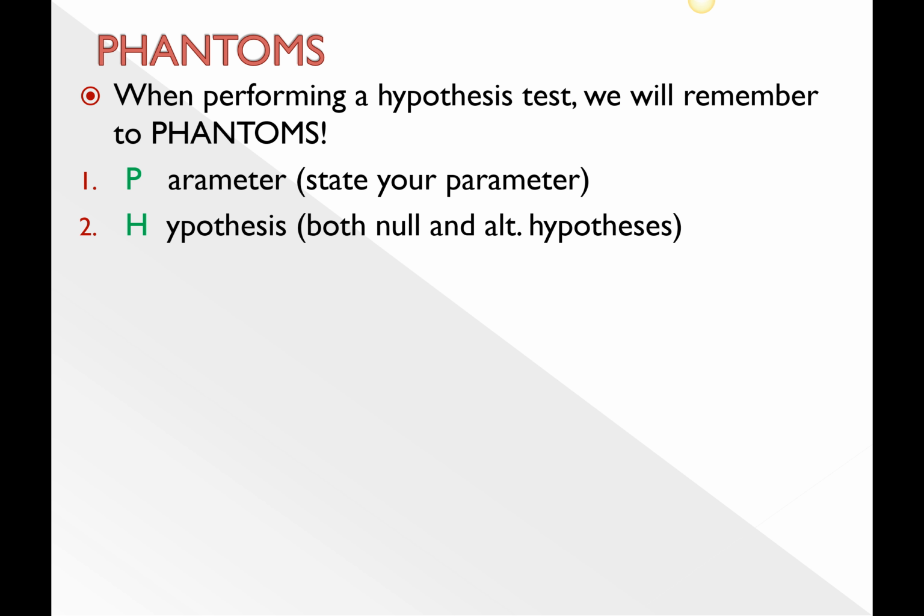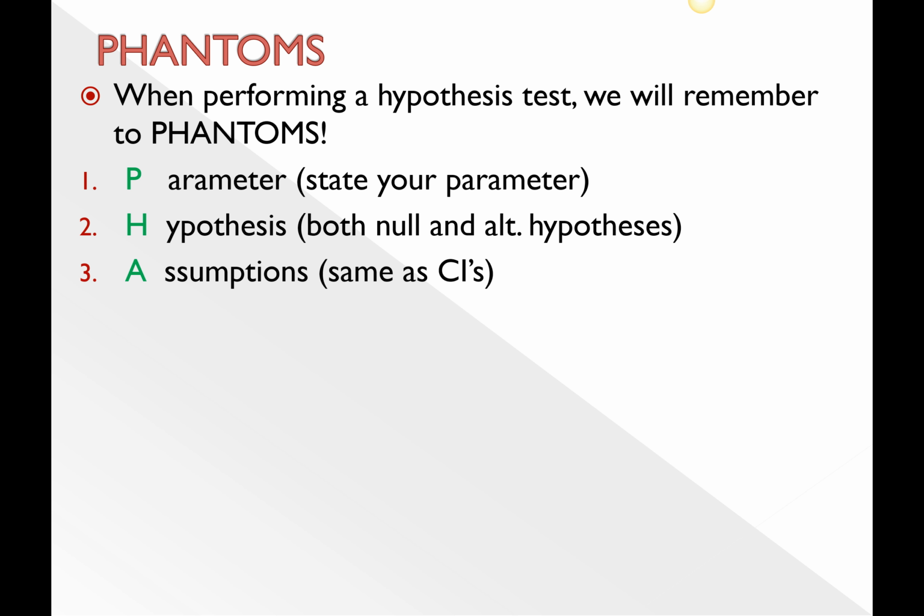The H now represents the hypotheses. So you need to state both the null and the alternative right after you do the parameter there. So first it should be what parameter you're talking about. Tonight we're going to be talking about P, which is the true proportion, and our P are going to be included within the hypotheses. So we'll have the null hypothesis being P equals something, whereas the alternative may be P is less than something, P is greater than something, or P can be simply not equal to something.